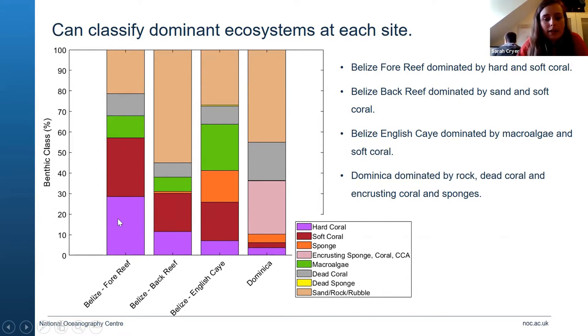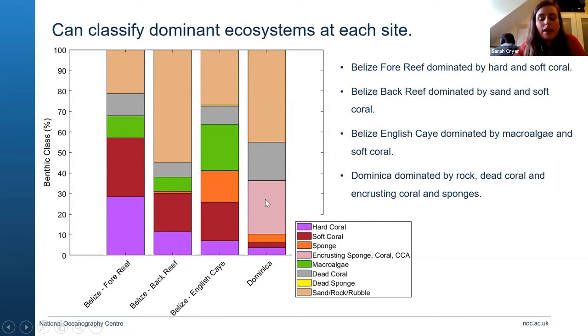You can see that the hard coral cover is quite distinctly different at the four different sites. Over 50% is hard and soft coral in Belize IV reef, compared to nearly 50% being either rock or dead coral in Dominica. This sandy color represents sand, rock and rubble, and this gray is dead coral. So we can see that there is quite a variation between the different sites. Belize IV reef is dominated by hard and soft coral, the back reef by sand and soft coral, English Key by macroalgae and soft coral, and Dominica is dominated by rock and dead coral.